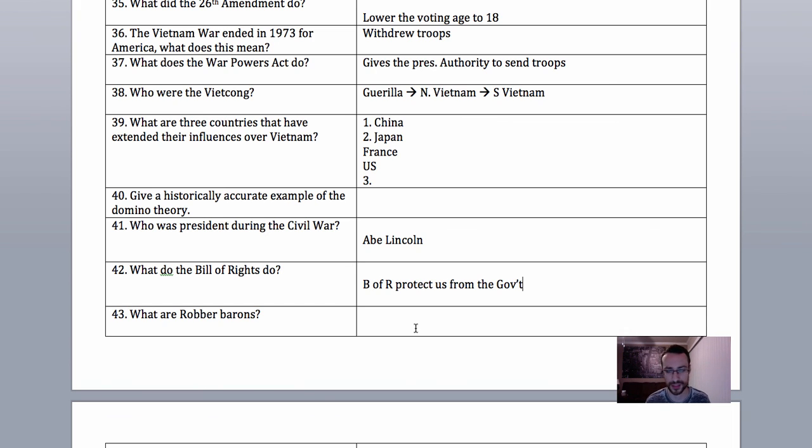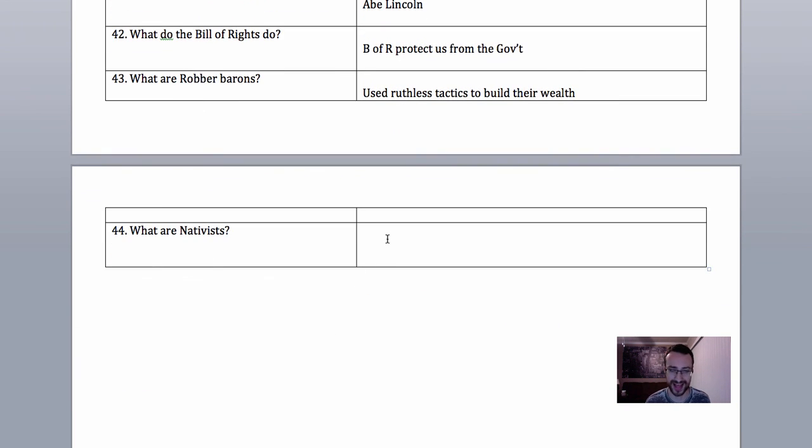What are robber barons? Business leaders that used ruthless tactics to build their wealth. All right, and the last question.